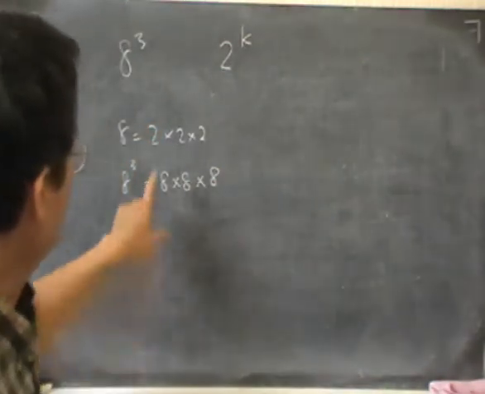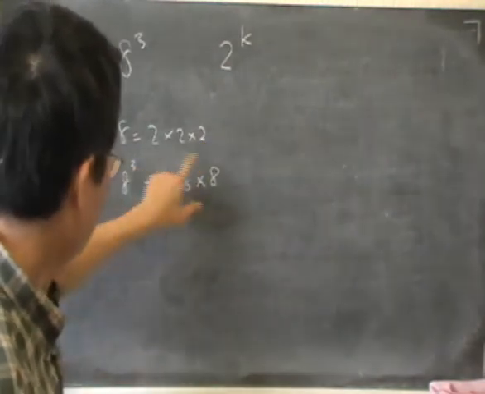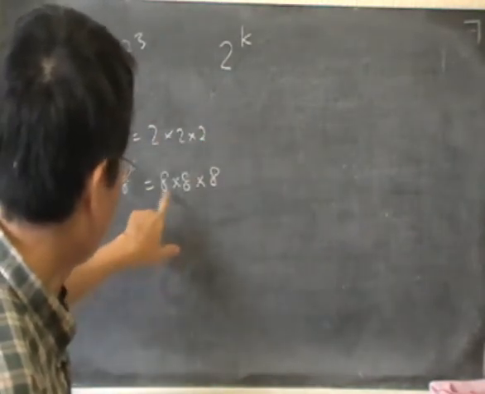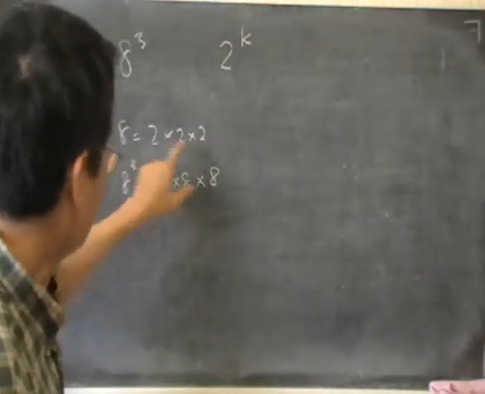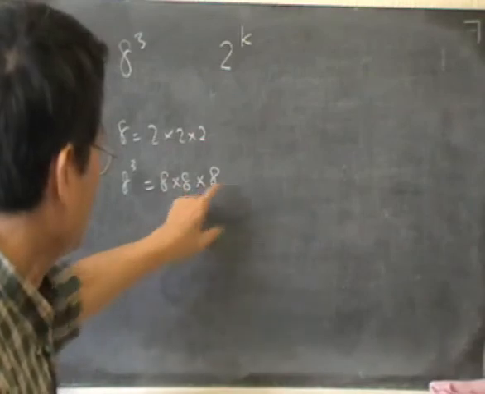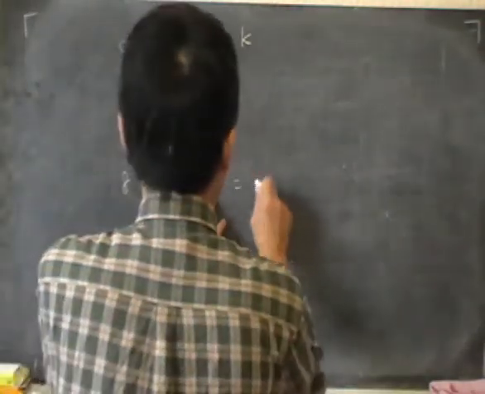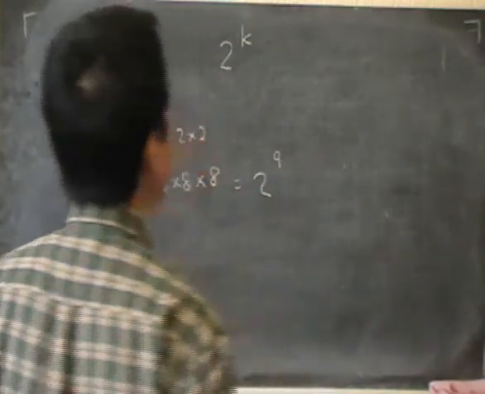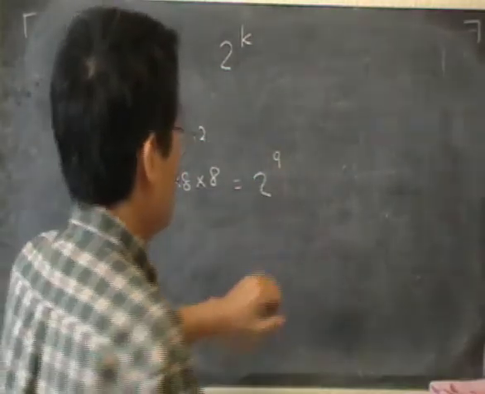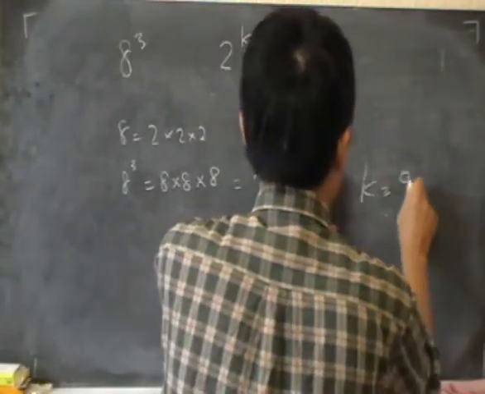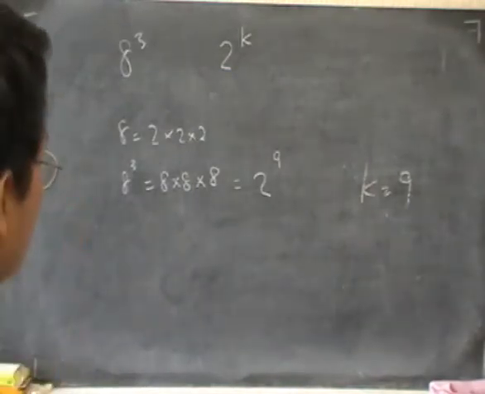So you can imagine each of the 3 factors of 2 going to each of the 8. Alright, for each 8 we have 3 factors of 2. So since you have 3 factors of 8, there will altogether be 9 factors of 2. So this should be equal to 2 to the power of 9. So therefore, k is equal to 9. Okay, so that's the direct way to do it.